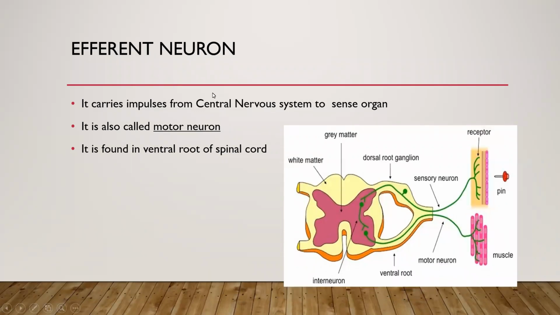Next is the efferent neuron. The efferent neuron carries impulses from the central nervous system to the sense organ. You can see this is the central nervous system, just as we had seen. So it carries impulses from the brain to the sense organ. Just now we had seen that if we prick a pin, your skin has irritation, so that pain is carried to the central nervous system. But in the case of the efferent neuron, what happens? The central nervous system gives the message or impulse to the sense organ, that is, to the skin.